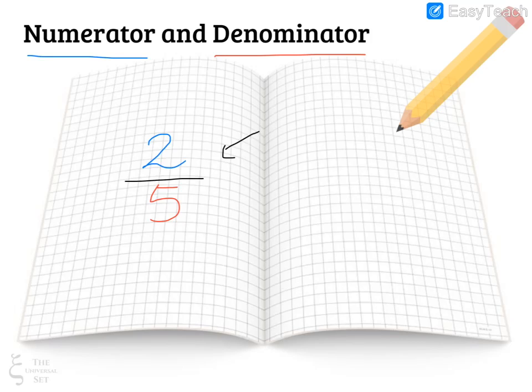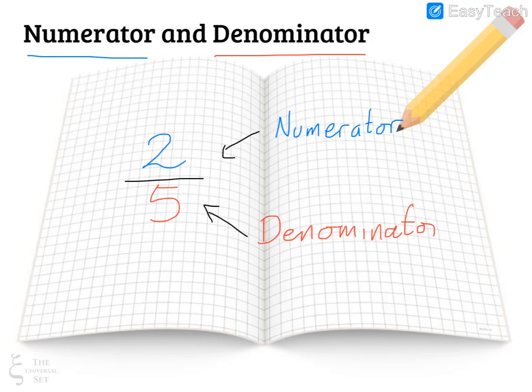You might like to make a note of this somewhere because I'll probably use those words, so we're going to need to remember what they are. Numerator is the top number, and the bottom number is called the denominator. That's true of any fraction, not just 2/5. Number on the top, numerator. Number on the bottom, denominator. Good. Okay, let's carry on.